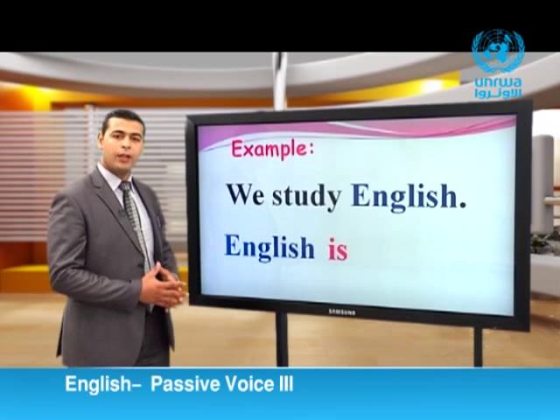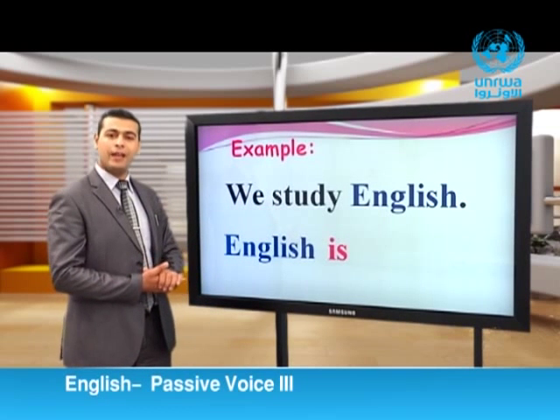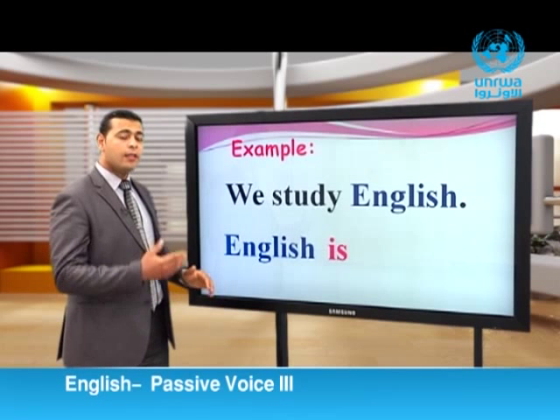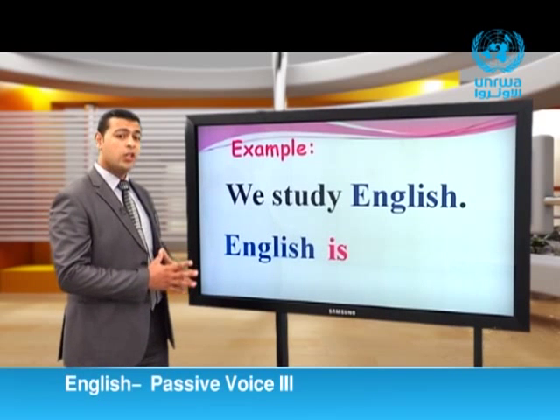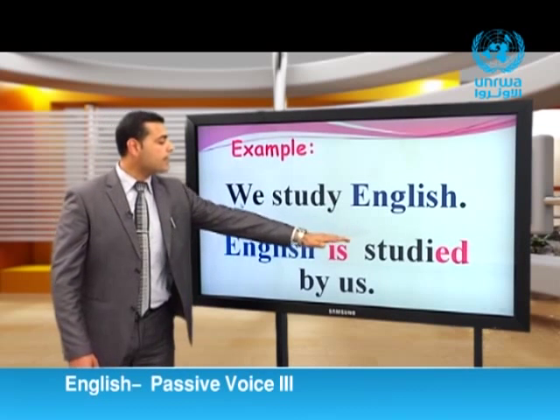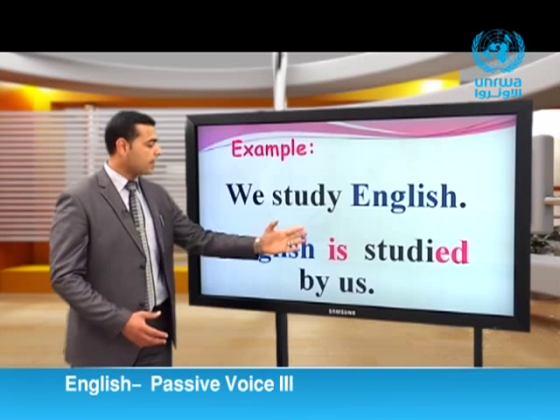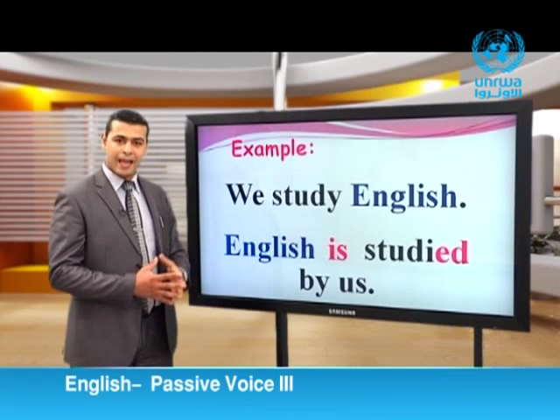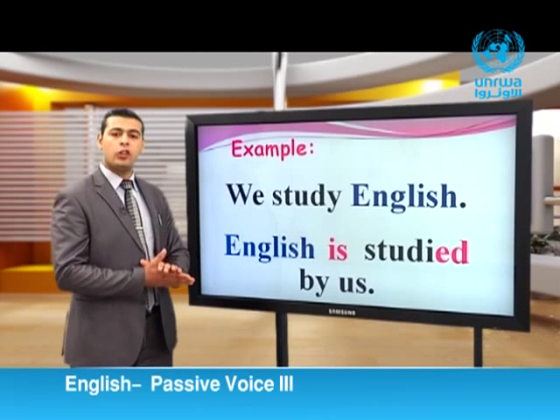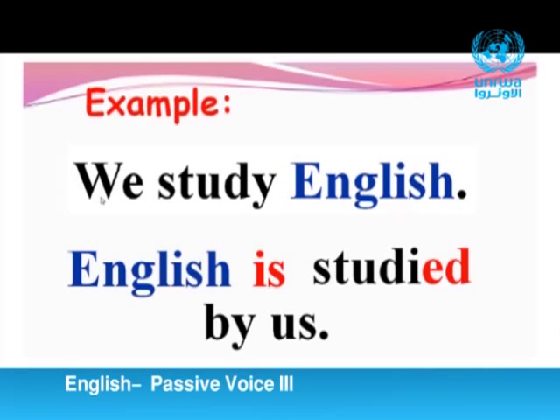English takes is, because English is singular and study is in the present. The third step is to use the past participle of the main verb. English is studied. Studied is the past participle of study. English is studied by us. We said that if the doer of the action is important, we use by plus the subject.